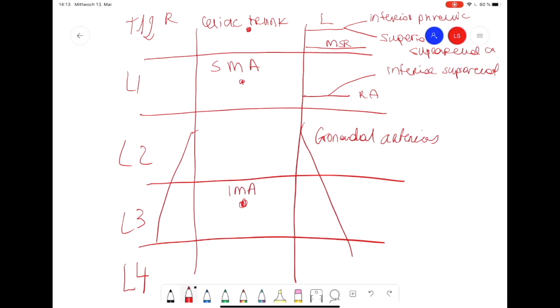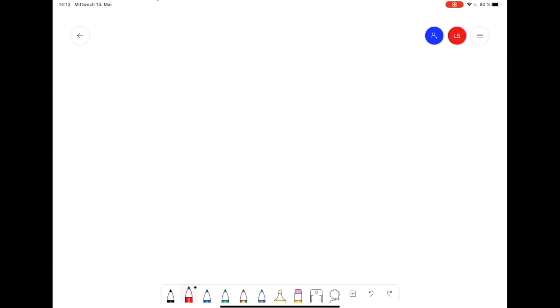Okay, so this is just an overview of the abdominal aorta. And now I'm going to go through each single one of them and their branches. So we'll go through the celiac trunk, superior mesenteric artery, and inferior mesenteric artery. Okay. So we're going to start with the celiac trunk. The celiac trunk, as I said, is at T12. Okay. And again, celiac trunk. Now, the celiac trunk has 3 main branches.